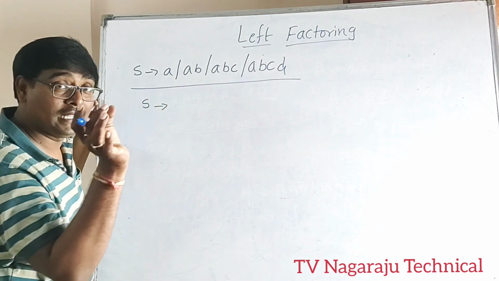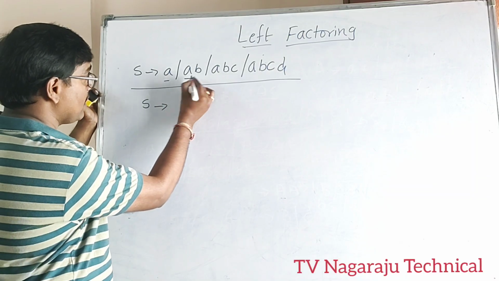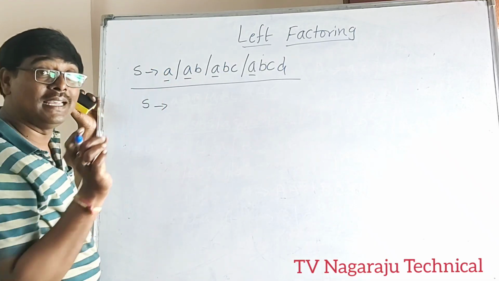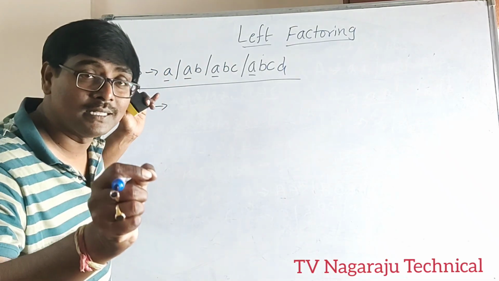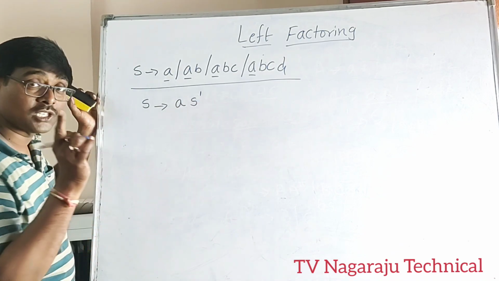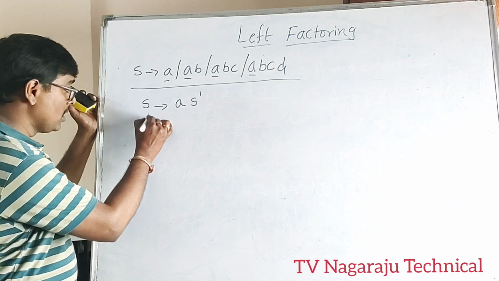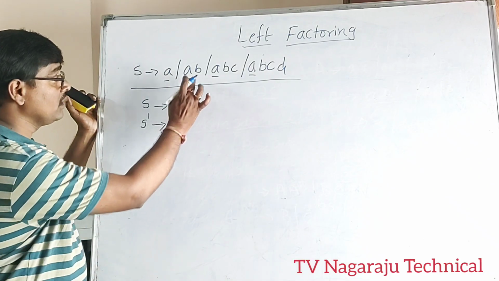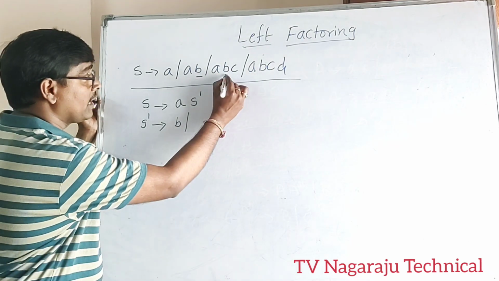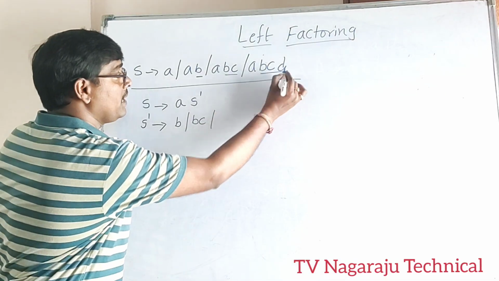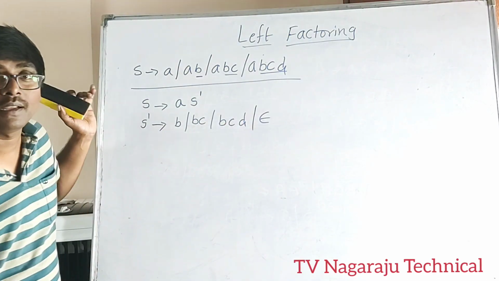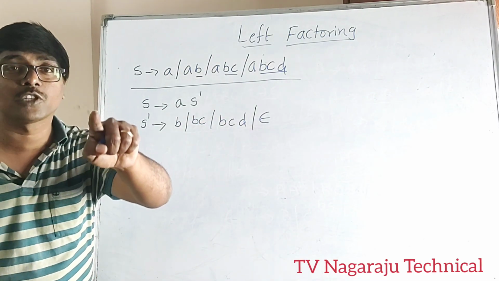S tends to, what is the common prefix? Observe, A. Here B is also there, but in this production B is not there. Each and every production consists of the common prefix A. So what I am doing: S tends to A S dash. Now this S dash is replaced with the remaining part. What are the remaining parts? Either B, or the remaining part BC, or the remaining part BCD. Here the remaining part is not epsilon. Clear? The left factoring is eliminated in the first step.